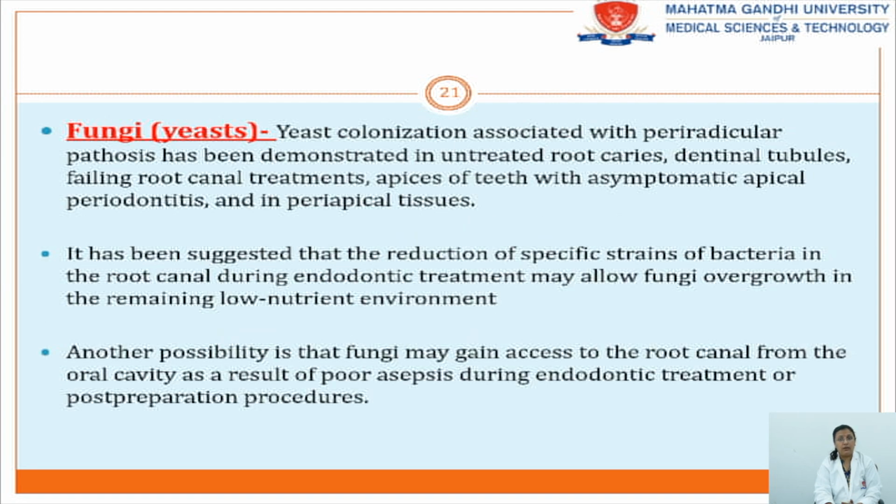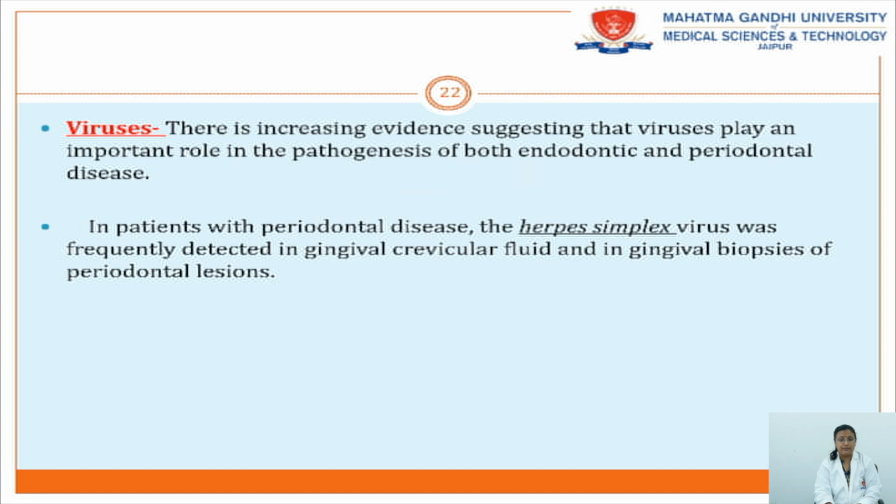Fungi. The most commonly found fungi in endoperio lesions are yeast and Candida. Yeast colonization is associated with periradicular pathosis and untreated root caries, dentinal tubules, failing root canal treatments, apices of teeth with symptomatic apical periodontitis, and periapical tissues. Another possibility is that fungi may gain access to the root canal from the oral cavity as a result of poor asepsis during endodontic treatment or post-preparation procedures.